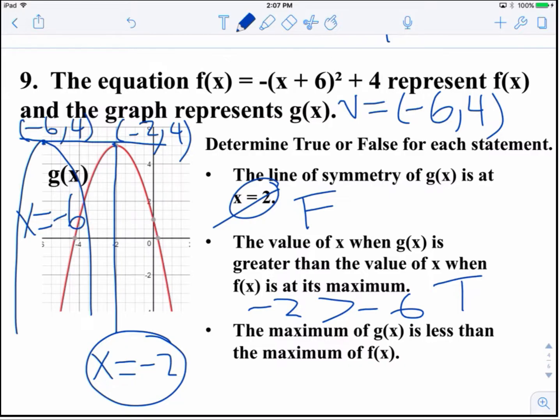The maximum of g is less than the maximum of f. So we know that the maximum of g is 4. The maximum of f is also 4. So this statement is false.